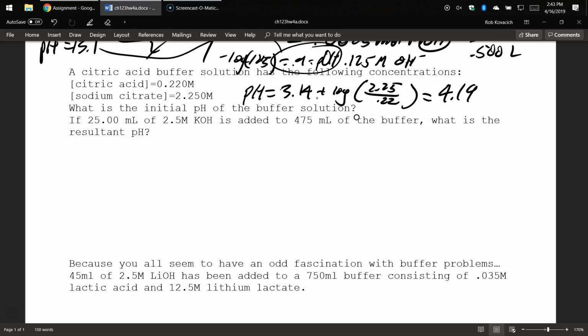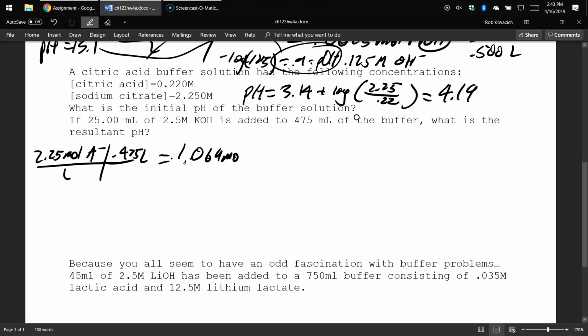So I need to know moles. So I've got 2.25 moles of citrate per liter, and I've got 0.475 liters. And so that looks like it's equal to 1.069 moles of A negative. How come I'm writing A negative?